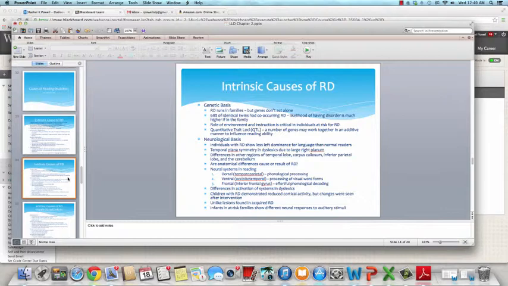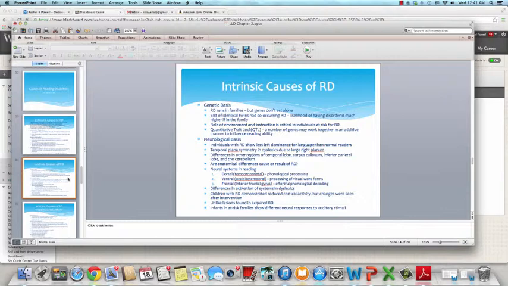Also, when you're looking at neurological causes, the areas that they're finding in children with reading disabilities or dyslexia are different areas of the brain than the lesions found in acquired reading disabilities. Those would be individuals who had reading disabilities as a result of a CVA, cardiovascular accident. So that indicates that it's not necessarily consistent between adults with acquired reading disabilities versus the reading disabilities that have always been there since birth.